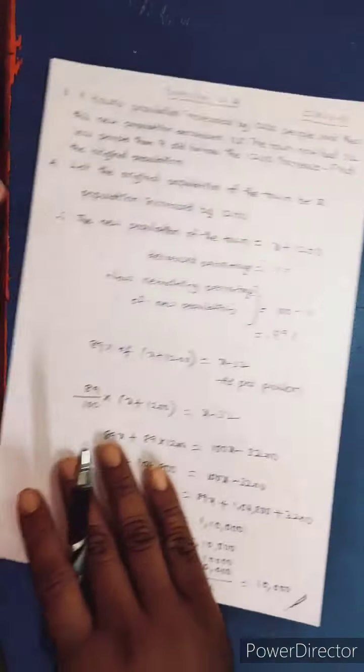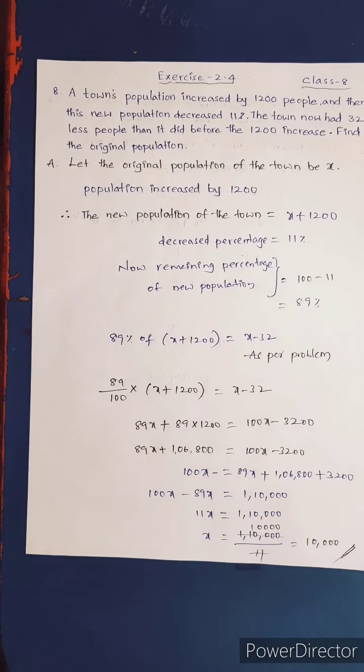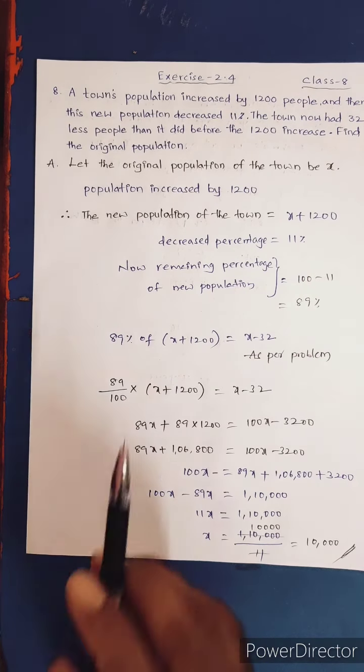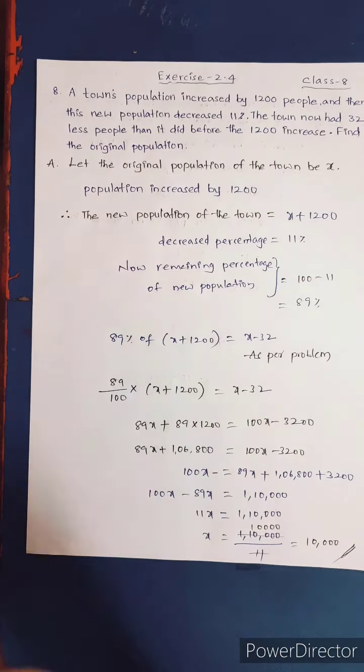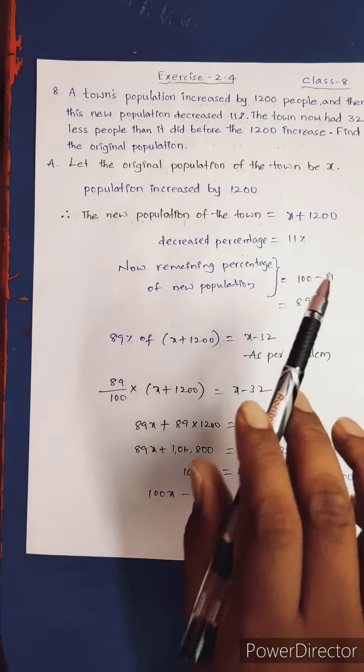And the last, 8th problem. A town's population increased by 1200 people and then this new population decreased by 11%. The town now had 32 fewer people than it did before that 1200 increase. Find the original population. Whatever is given in the problem, assume that is x. Let the town population be x. The population increased by 1200, so the new population of the town is x plus 1200.